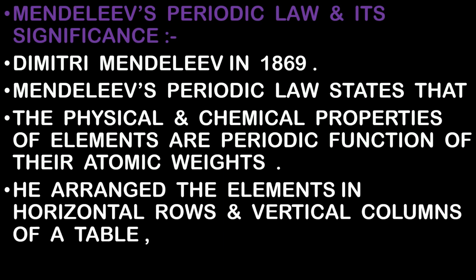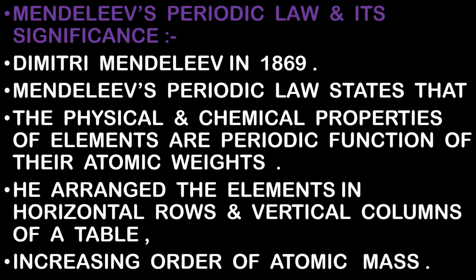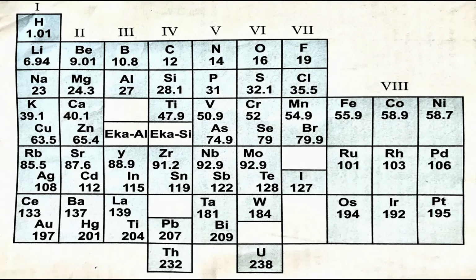So he arranged the elements in horizontal rows and vertical columns, similar to Newland's law of octaves, and as we all know, he arranged them in the increasing order of atomic mass. Now let's understand his periodic table. This is the periodic table put forth by Mendeleev, and he said that the elements in the same vertical column are going to have similar properties. For example, all the elements in the first column have similar properties, and so do all the elements in the second column.